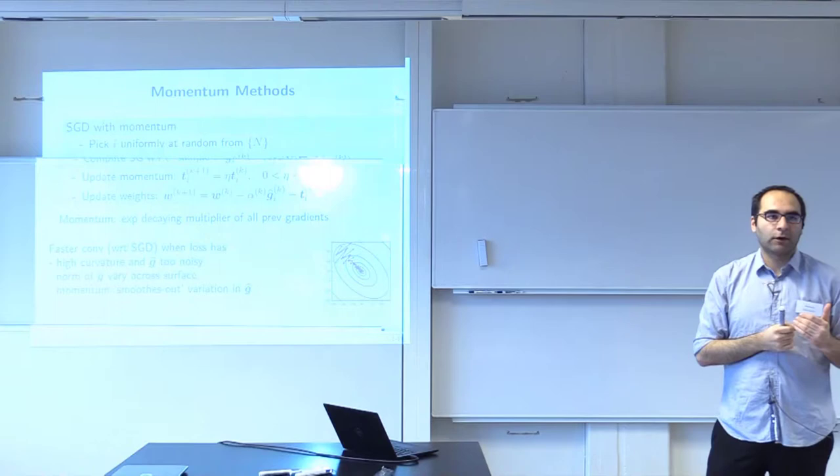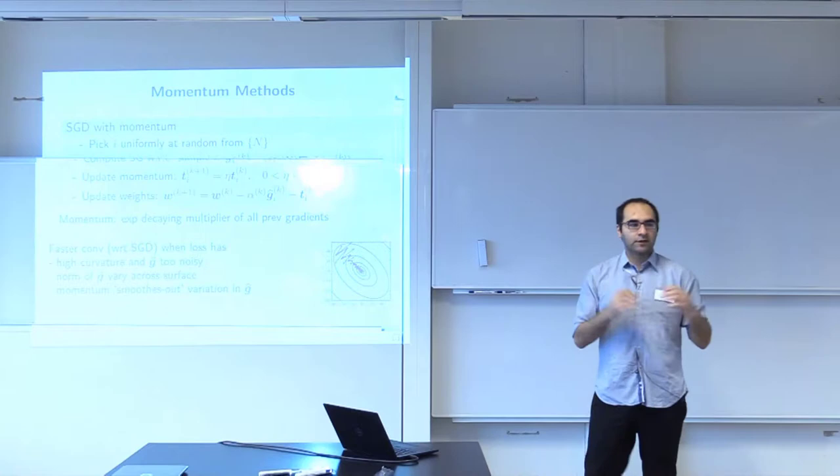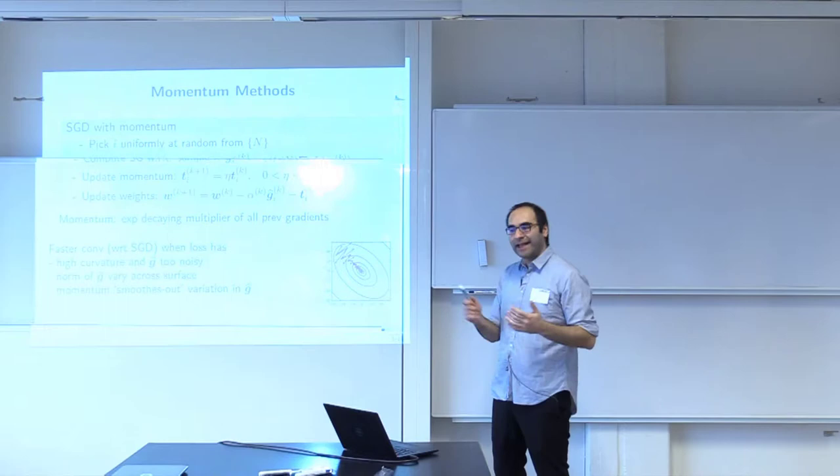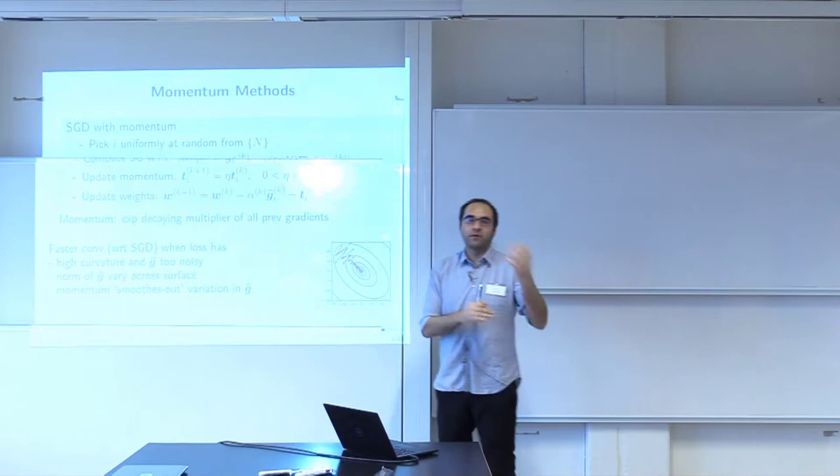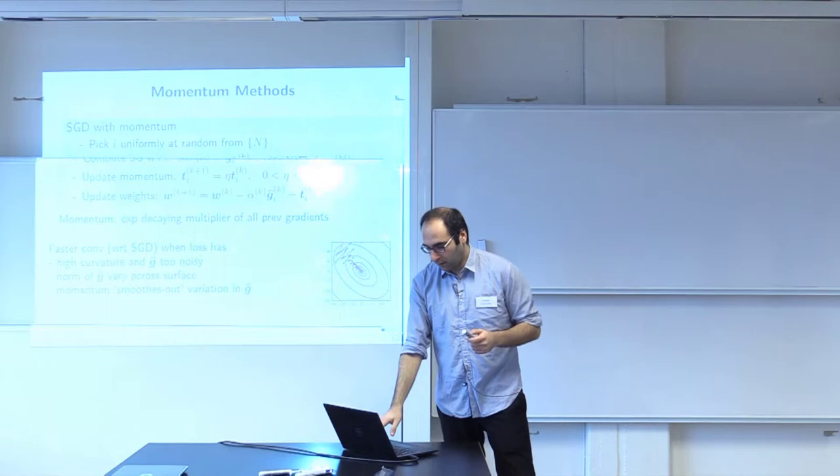Okay, right. So as I was saying again, this momentum works well when you have this uneven curvature, which is basically what you have here. And the idea is when you add this momentum term, you're actually smoothing out these oscillations that you get from using the gradient or the pure SGD, so without momentum.